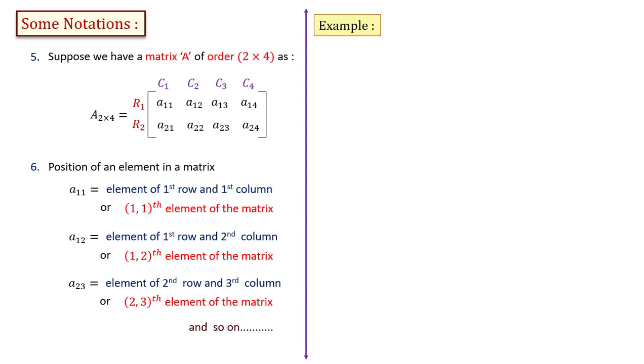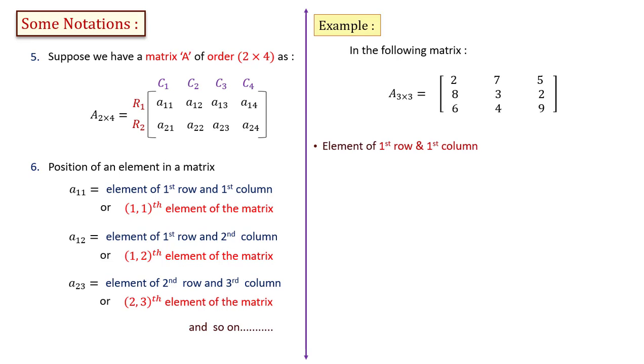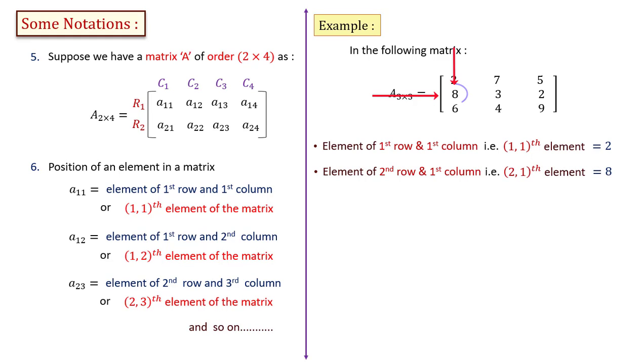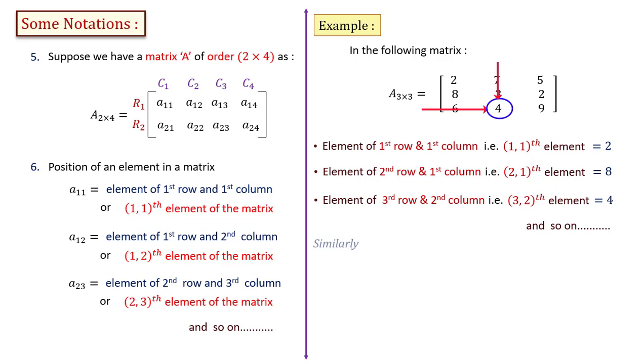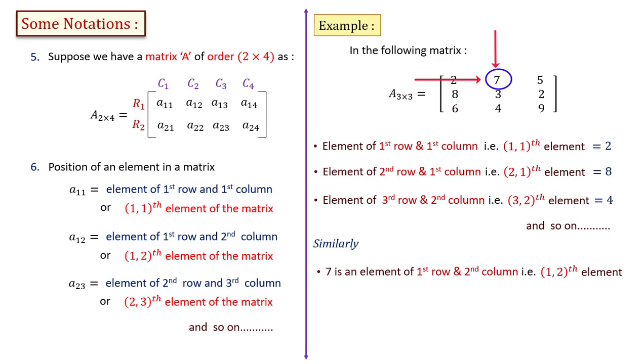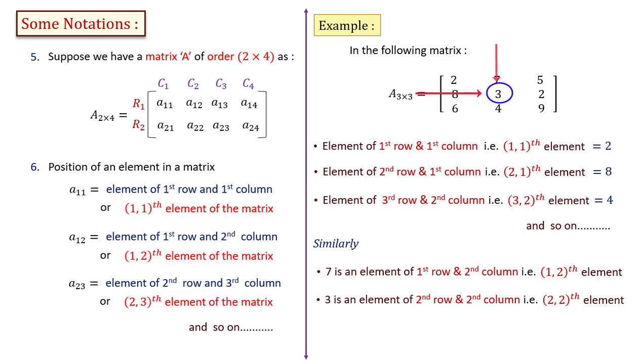In the following matrix, the element of first row and first column is 2. The element of second row and first column is 8. The element of third row and second column is 4. Similarly, 7 is an element of first row and second column. 3 is an element of second row and second column, and so on.